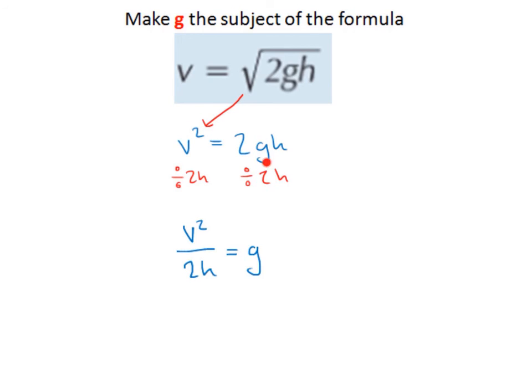So I want to get that G on its own, and it's stuck onto a 2 and a H, which means it's multiplied by the 2 and the H. So to get it on its own, I need to divide by 2H. So that will cancel out the 2 and the H, leaving me with the G. But if I divide by 2H on the right, I must divide by 2H on the left. So I end up with V squared over 2H is equal to G.